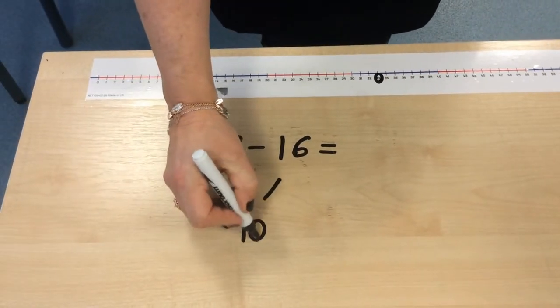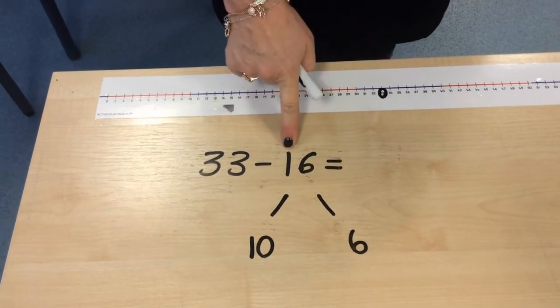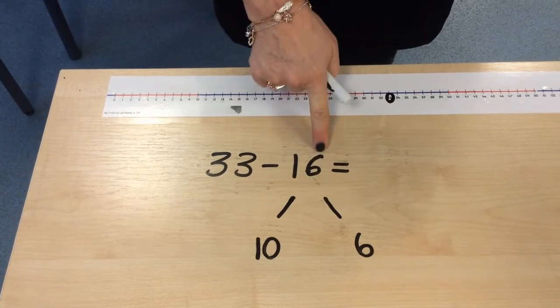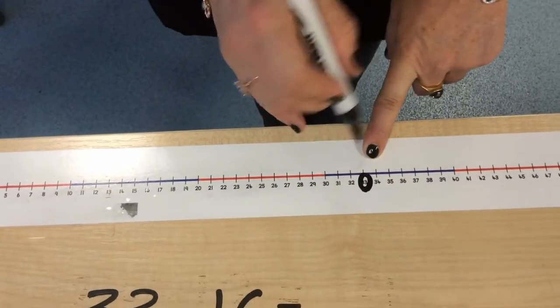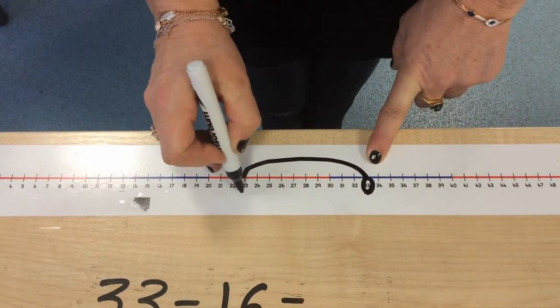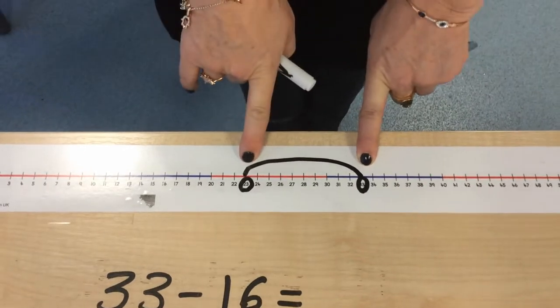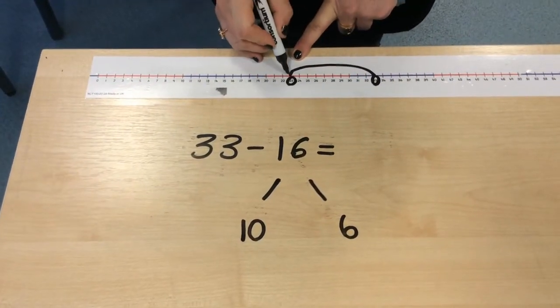I'm going to do my partitioning method. And I'm going to split my 16 into the 10 and the 6. Now I can jump back 10. So 33, take away 10. One jump of 10 will take me to my 23. Then I need to take away the 6.